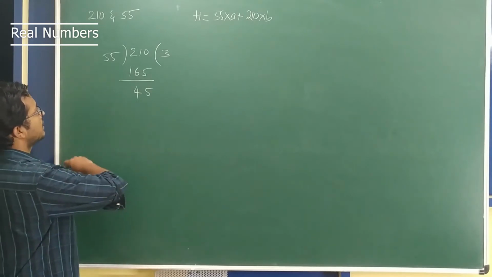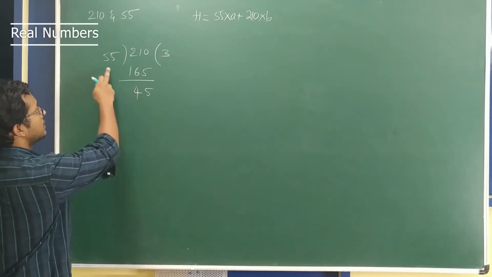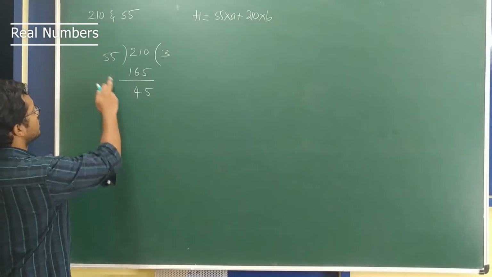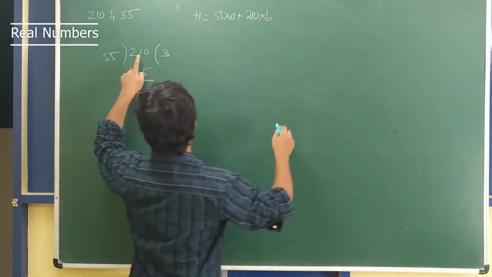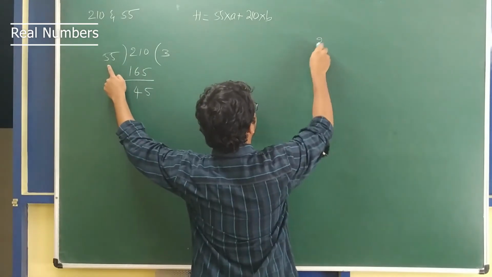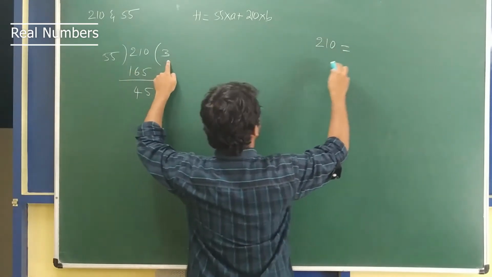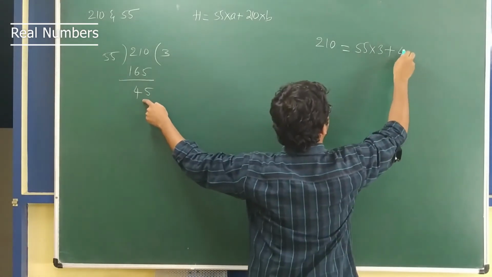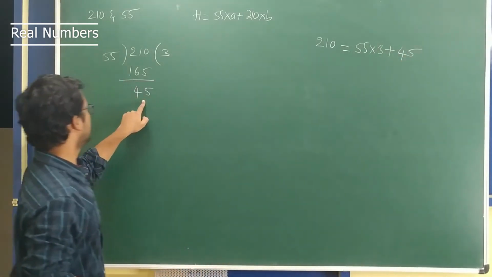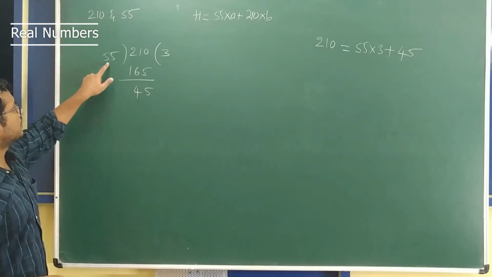Okay. So now let's divide. Since the remainder is not 0, I have to divide 55 by 45. Before that, I'll write this one. So what did we do here? We expressed 210 in terms of 55. So 210 now can be written as 55 into 3 plus 45. Alright. So now let's go ahead and divide 55 by 45.